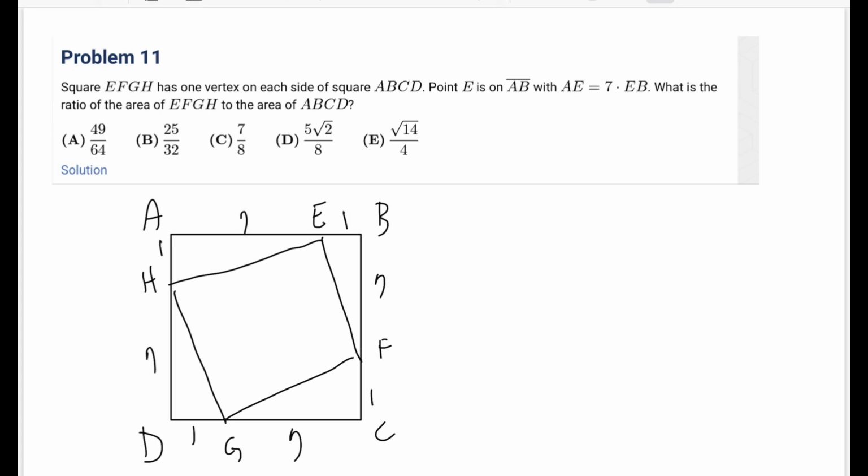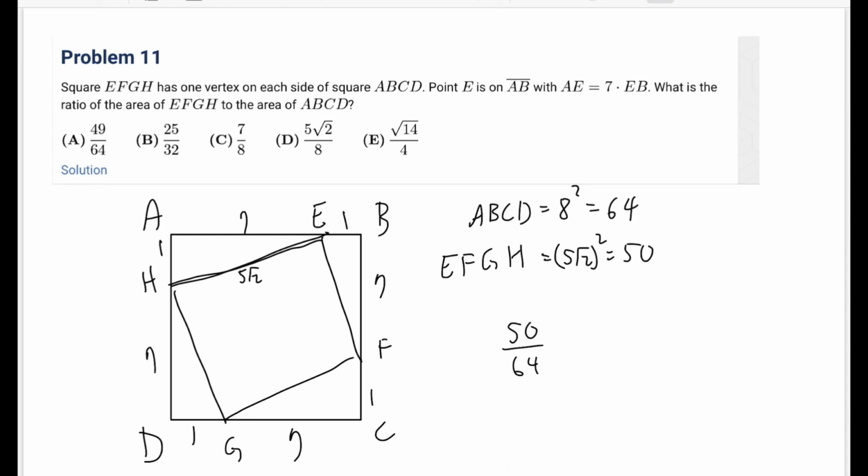And so the ratio of the area of EFGH to the area of ABCD. If this is just 7 and this is just 1, then the whole ABCD would be 8 squared, which is 64. And for EFGH, since this is a right triangle, we can use the Pythagorean theorem, so this becomes root 50, which is 5 root 2, right? So this is 5 root 2 squared, which is 50, so the answer is 50 over 64. It's 25 over 32, so the answer is B.